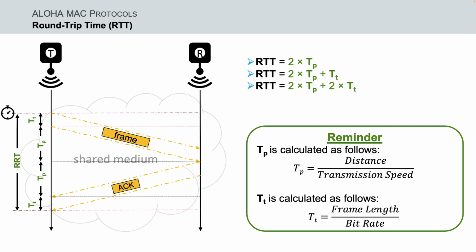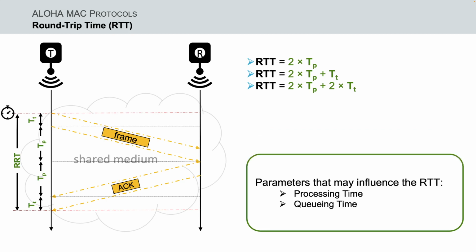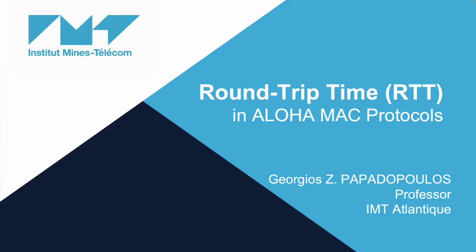Finally, if the timeout period timer starts at the same time as the frame transmission, then the RTT will be equal to 2 times the propagation time plus 2 times the transmission time. Other parameters that may influence the RTT are the processing time and the queuing time. And that's all folks on round-trip time or RTT in ALOHA MAC protocols.